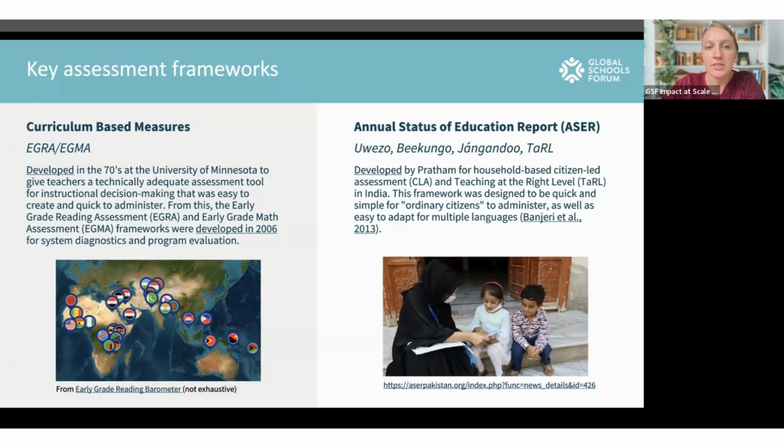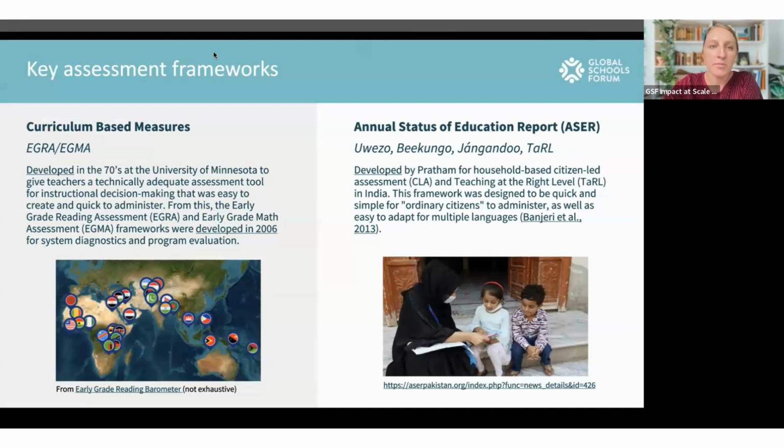Then around 2006, the Early Grade Reading and Math Assessments were developed using a very similar framework. But now, instead of just being used for instructional decision-making, they were being used to do system diagnostics as well as program evaluation. This map shows just some of the places where EGRA and EGMA tests have been administered. A different assessment framework that has a different history is the USER framework.